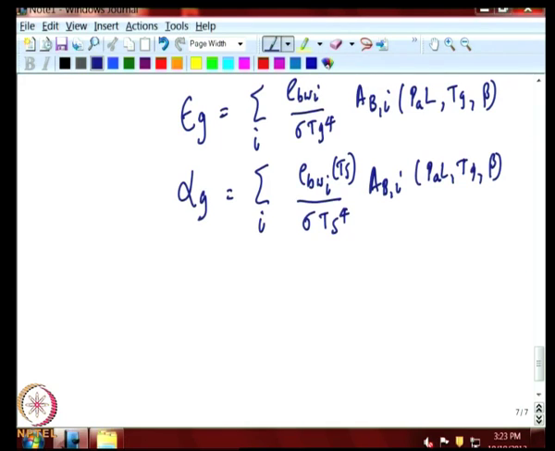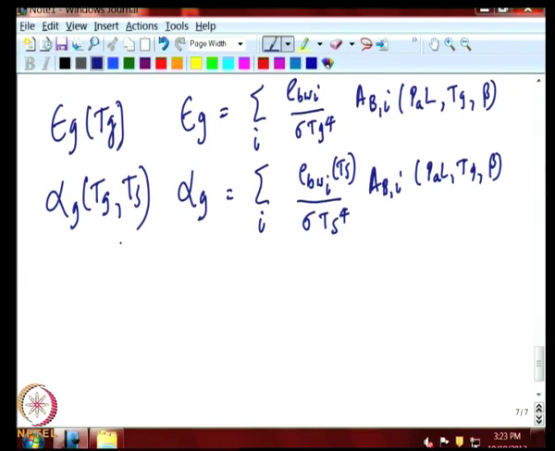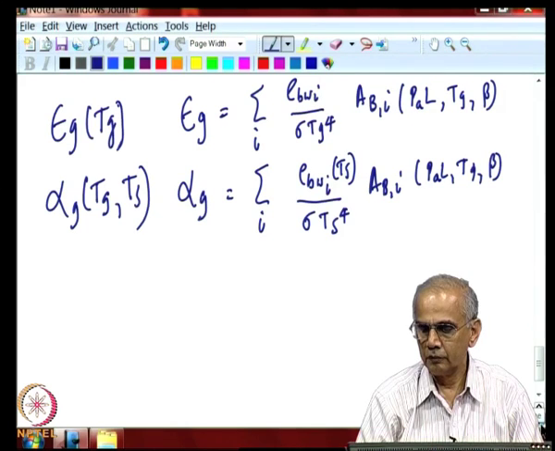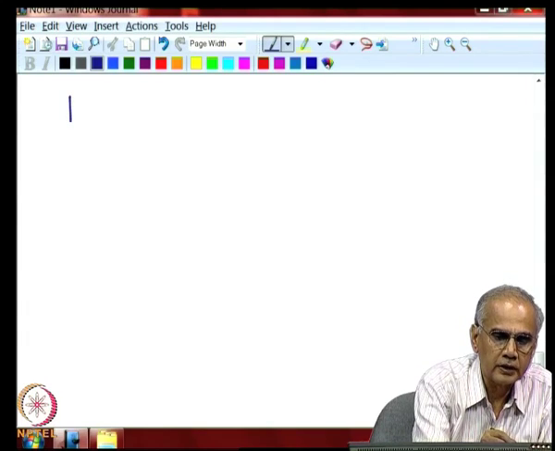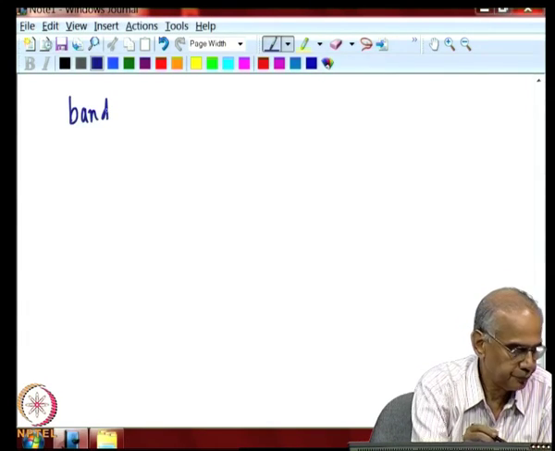So, this I want to remind you is similar to what happened in metals. Metal also we saw emissivity function only of Tg, while absorptivity depends on both Tg and T source. So, this comes out nicely. Now, let me calculate this for this example we have just now taken up. I will deliberately do all the calculation for various wave numbers, so that you understand the contribution of various bands.